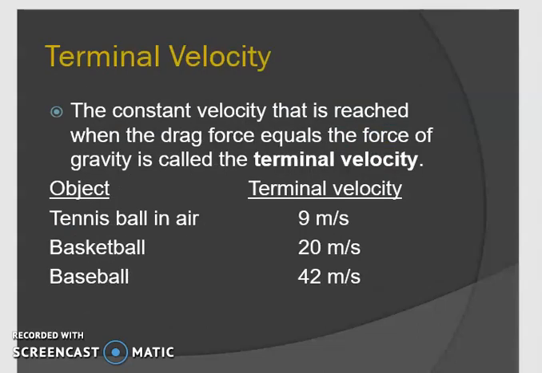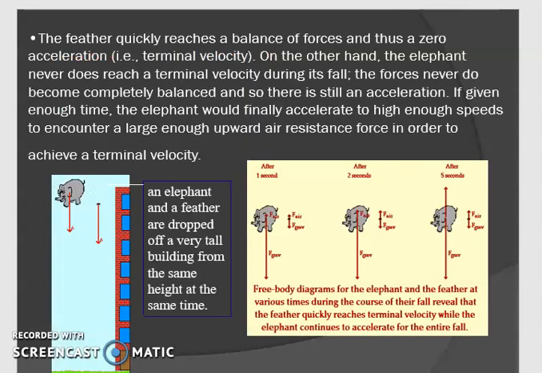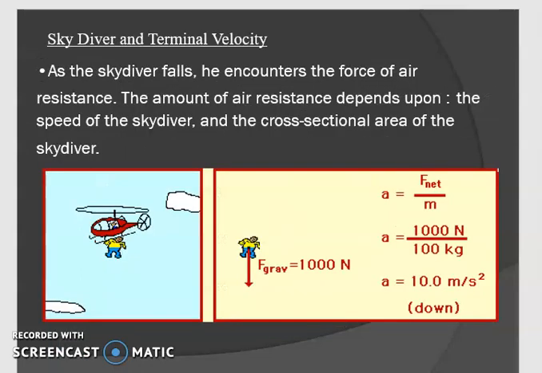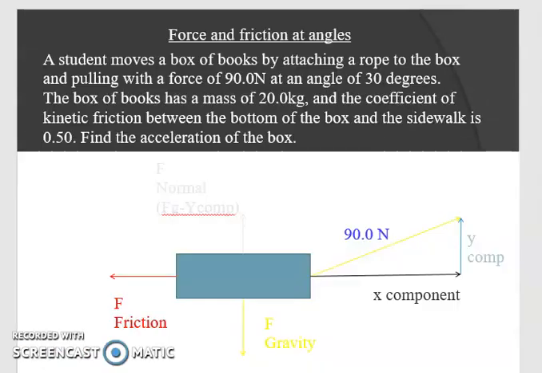Terminal velocity, that's when your gravitational force equals the upward force of air resistance. So of course, you don't stop moving, but you stop accelerating. And there's some terminal velocities for some objects. You obviously don't have to memorize those. And if you get a chance, take a look at these slides, and it talks about how the elephant never really hits terminal velocity, where the feather hits terminal velocity very quickly. And then this just goes through and shows that same thing.